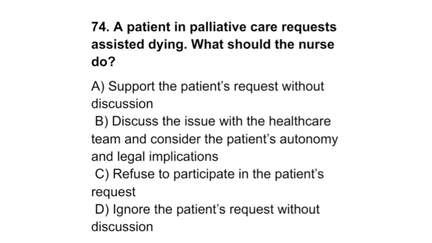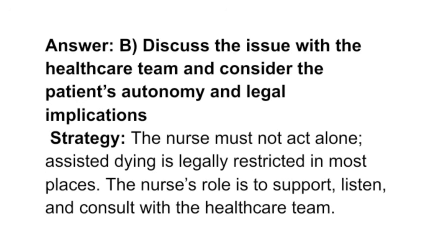74. A patient in palliative care requests assisted dying. What should the nurse do? A. Support the patient's request without discussion. B. Discuss the issue with the healthcare team and consider the patient's autonomy and legal implications. C. Refuse to participate in the patient's request. D. Ignore the patient's request without discussion. Answer: B. Discuss the issue with the healthcare team and consider the patient's autonomy and legal implications.